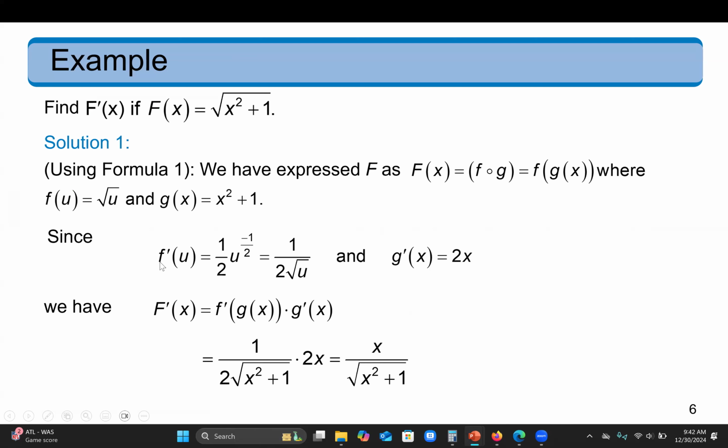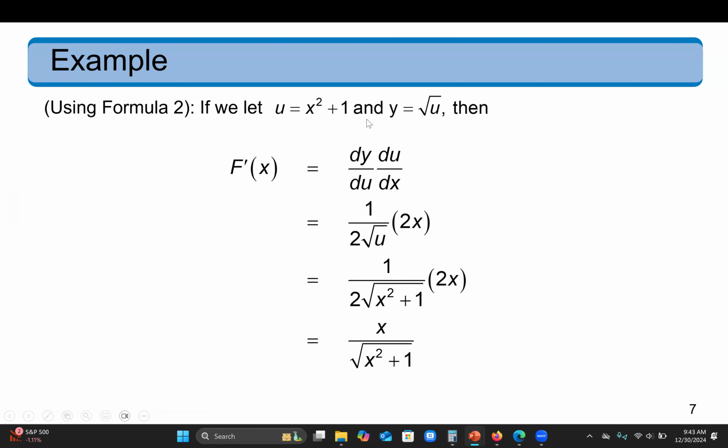We can see first we find the derivative of f(u). It will be the power rule: half u to the power half minus 1, which gives us negative half. So the answer here will be 1 over 2 square root of u. Then we find the derivative of x squared plus 1, which gives us 2x, our g'(x). Then we multiply. So we have 1 over 2 square root of x squared plus 1 times 2x, and the 2s cancel each other, so we get x over the square root of x squared plus 1.